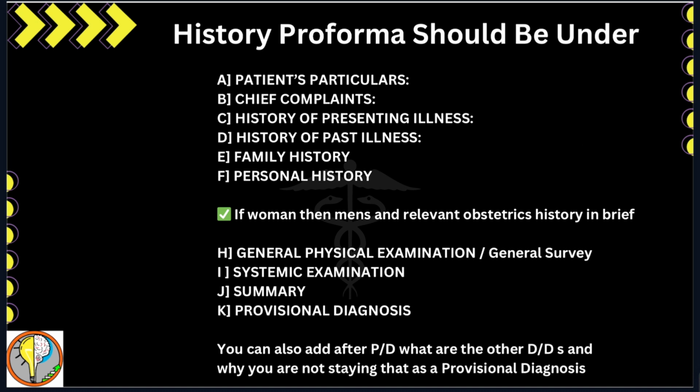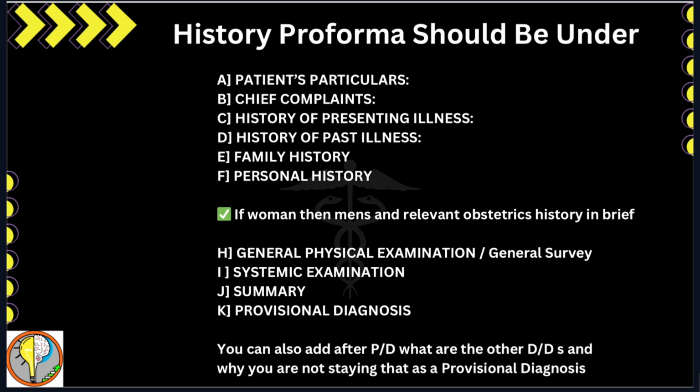Then the past illness. Here you should write any kind of surgical history, treatment history, hospitalization, and drug history. This should include tubercular history and treatment history. This should be mentioned in the past illness part.